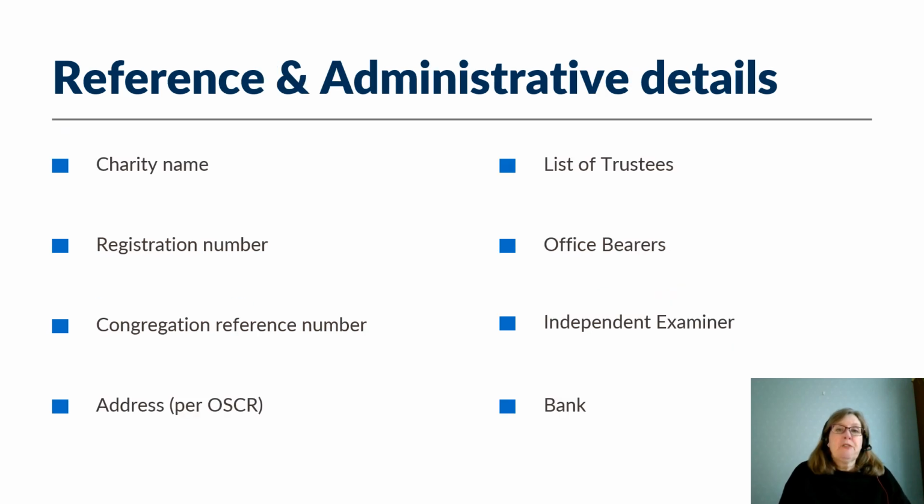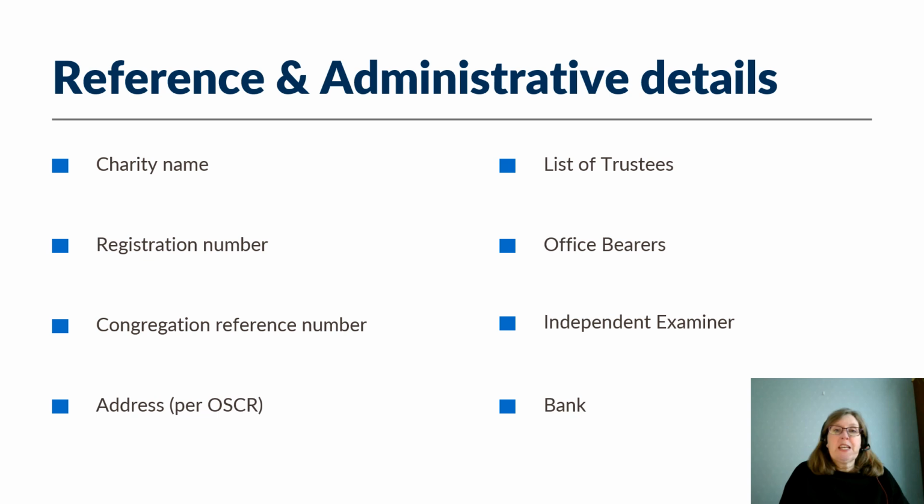Firstly, let's have a look at the reference and administrative details that you're required to disclose in the accounts. And you can see from the details shown on the slide that it's really the facts and governance details about the congregation. The name of the congregation will be that shown on OSCR's website, and if you're known by any other name or use any other name on a day-to-day basis, you would also disclose that.